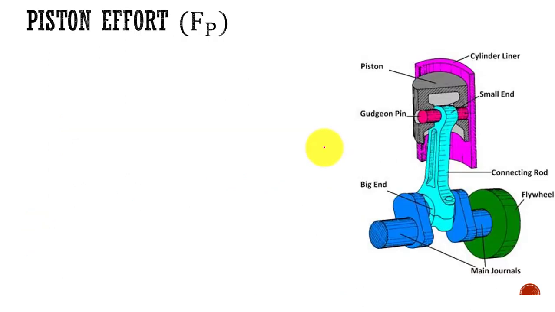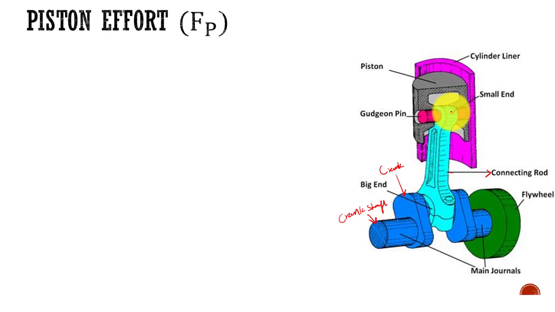The next thing I want to show here is the cross section of the reciprocating engine. Here it is the crankshaft, this element, and this is the crank. And this one is the connecting rod.